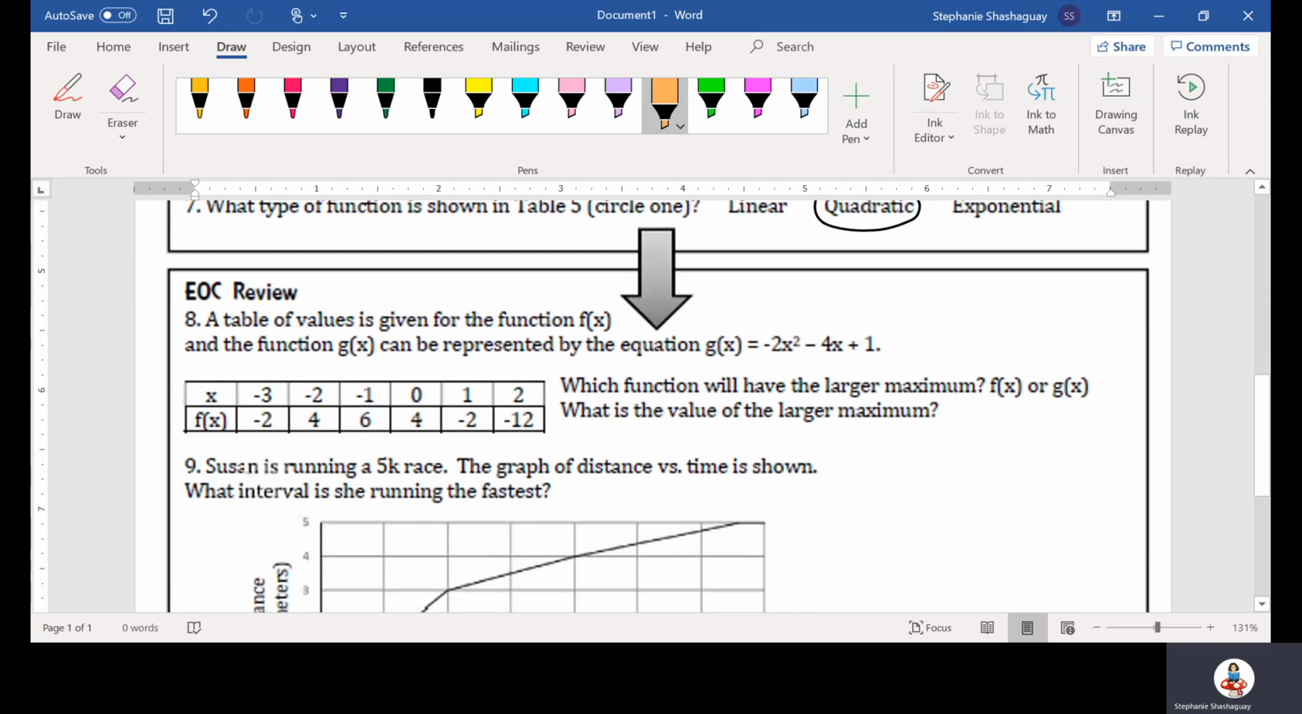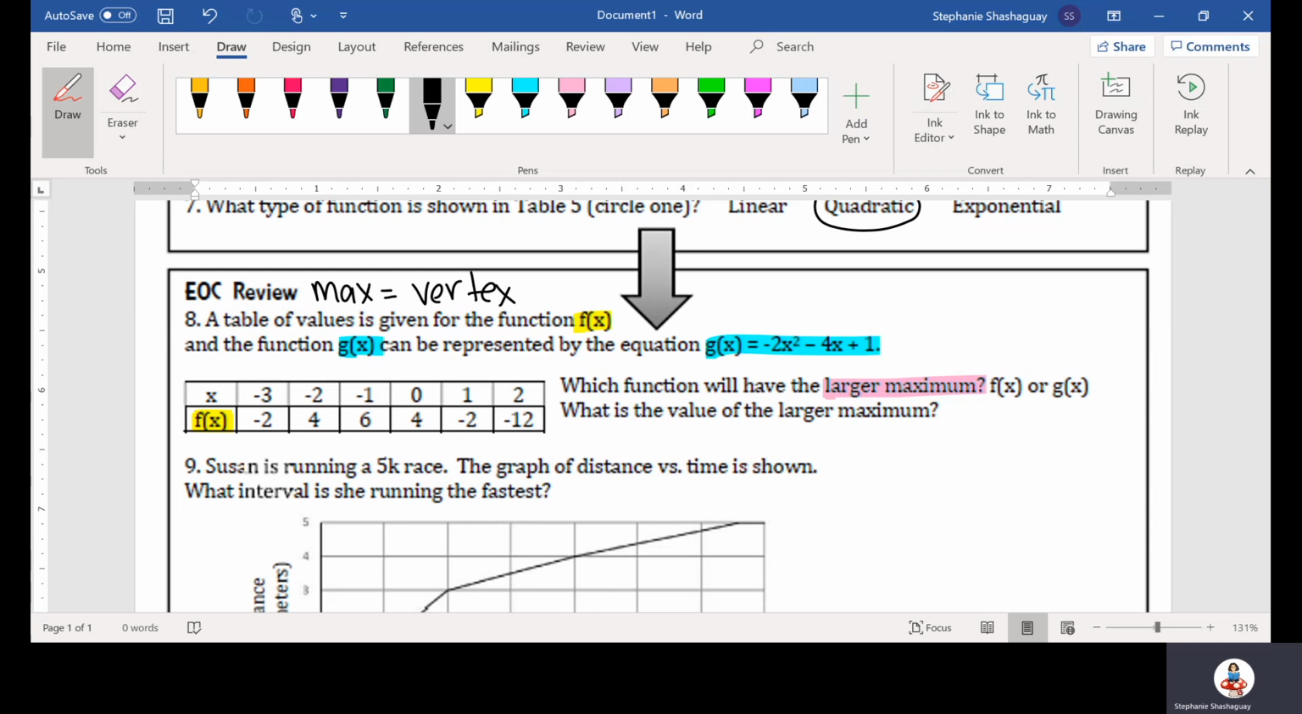Number 8, a table of values is given for the function f of x. So this f of x function is given to us in a table, and the function g of x can be represented by the function here as an equation. Which function will have the larger maximum value, f of x or g of x? So if we're looking at our maximum, remember our maximum is going to be our vertex. And so we need to find our vertex.